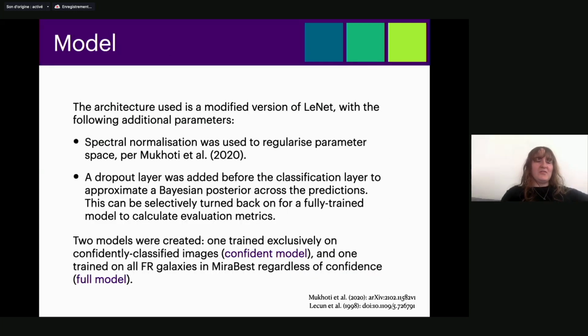The network architecture used for this model is a modified variant of LeNet. It uses the same basic structure as standard LeNet, with the addition of a spectral normalization to regularize latent space, plus a dropout layer immediately before the final fully connected layer. The dropout layer allows for Bayesian approximation of the predictions when turned on, which is used to calculate some of the uncertainty metrics I'll be evaluating. For this work, I trained two models. One that was trained using all images, whether they were confidently or uncertainly classified, and one which only used confidently labeled images. I'll refer to these as the full model and the confident model, respectively.